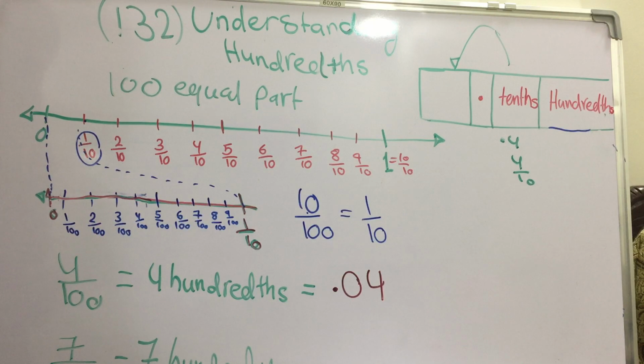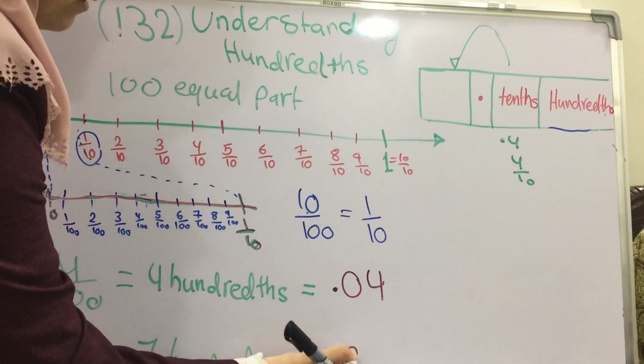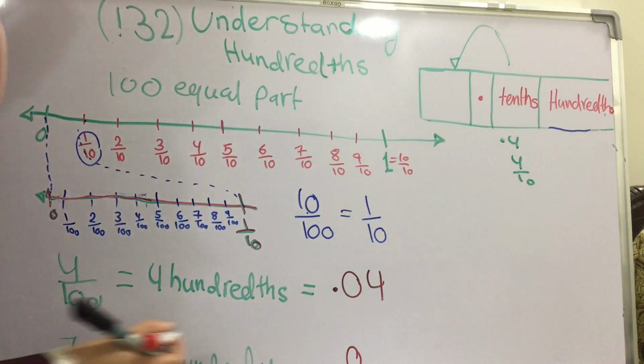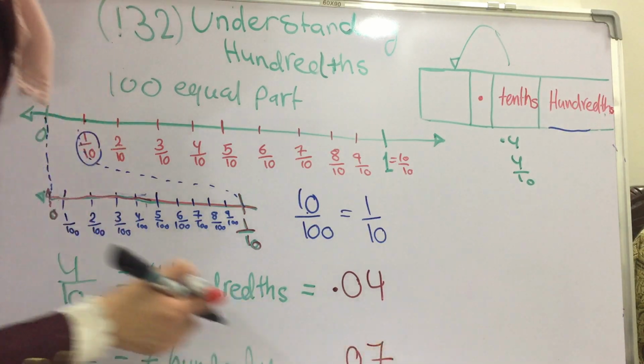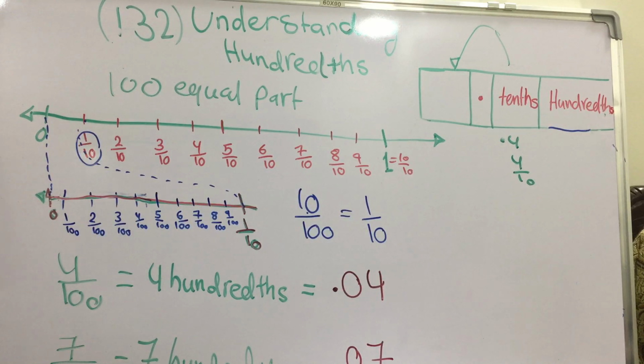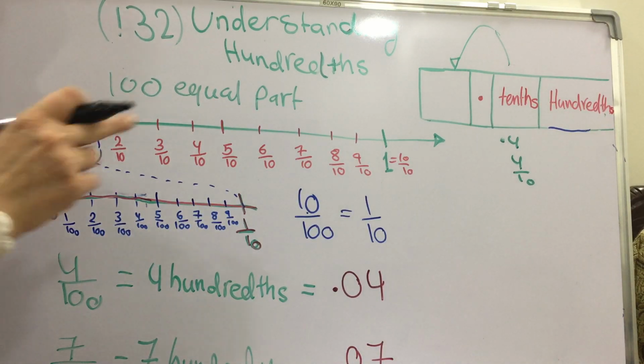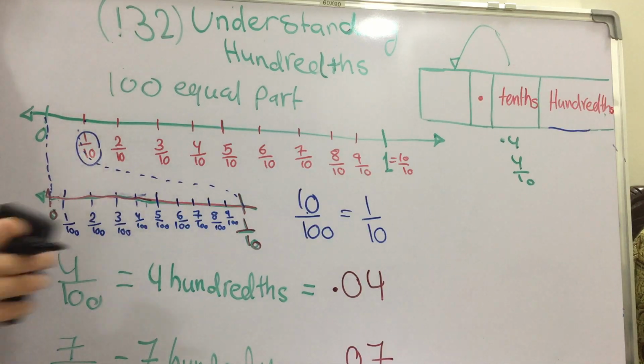How can I write it in decimals? I write 0.0 on the 10th place, and I have 7 on the 100th place. So I read it 0.07, or I read it 7 hundredths. Okay, 7 hundredths.